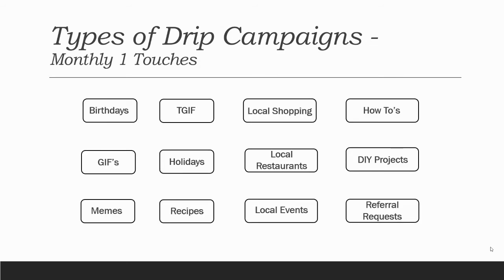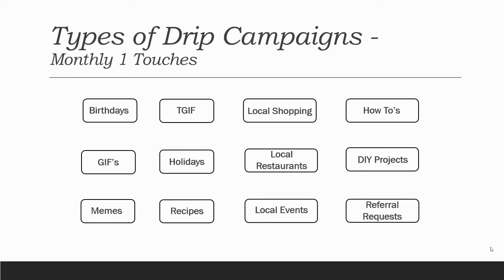Some other types of drip campaigns, I recommend having these for monthly one touches. These are more fun, kind of easygoing. They're not as educational. They're kind of breaking up the monotony, I would say, of having a lot of information put forth all at once. So I recommend putting people on birthday touches, making sure their birthday's in your system and that you're saying happy birthday to them, any gifts or memes for fun, TGIFs, holidays, recipes you think they'd be interested in.